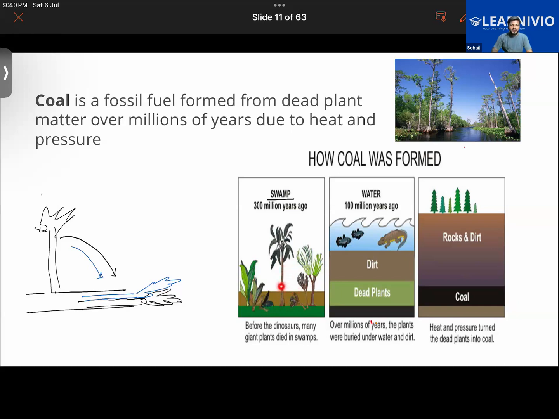And this continued for not just 1 or 2 years, but for millions of years. So when dead plants were submerged into the swamp, and this was happening for thousands, probably millions of years, over time the plant matter converted gradually into coal. How did that happen? It was exposed to pressure and heat.